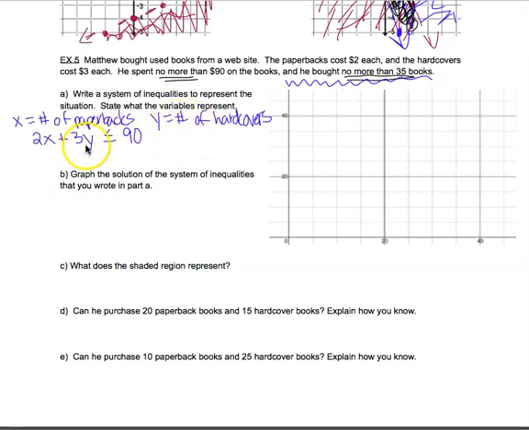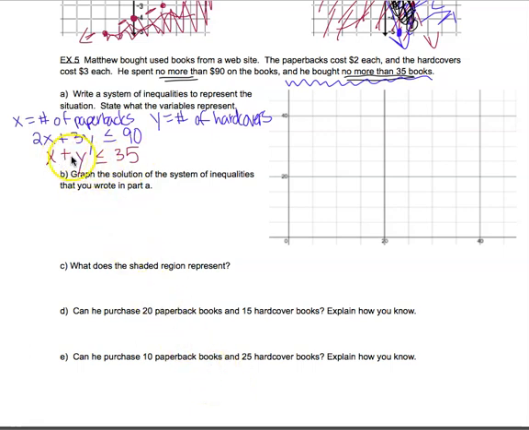All right, so again, we're only talking about the number of books here. No more than 35 means the total is no more than 35. So total number of books would be represented by X plus Y. No more than 35 means less than or equal to 35. So these are my two inequalities. Now I want to graph them.